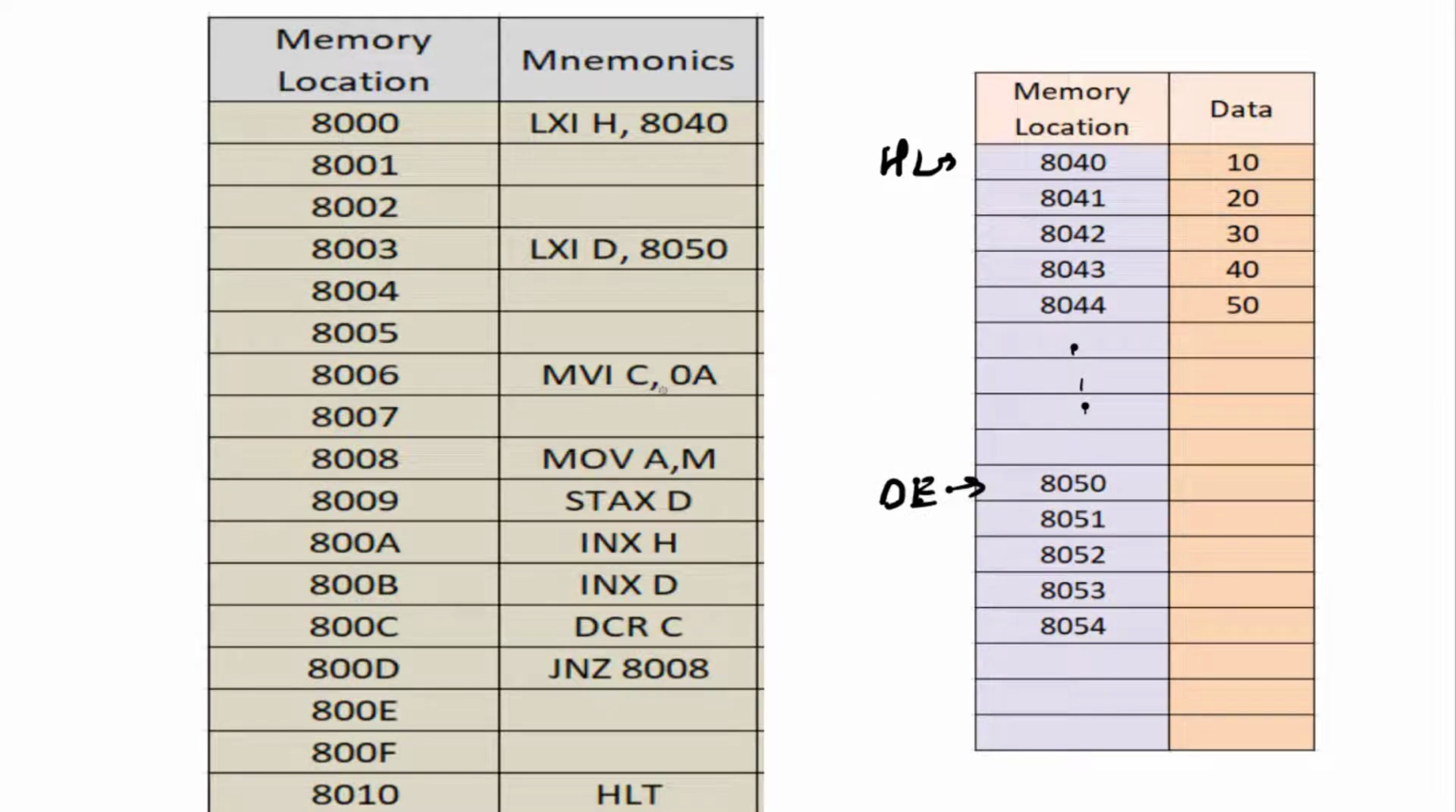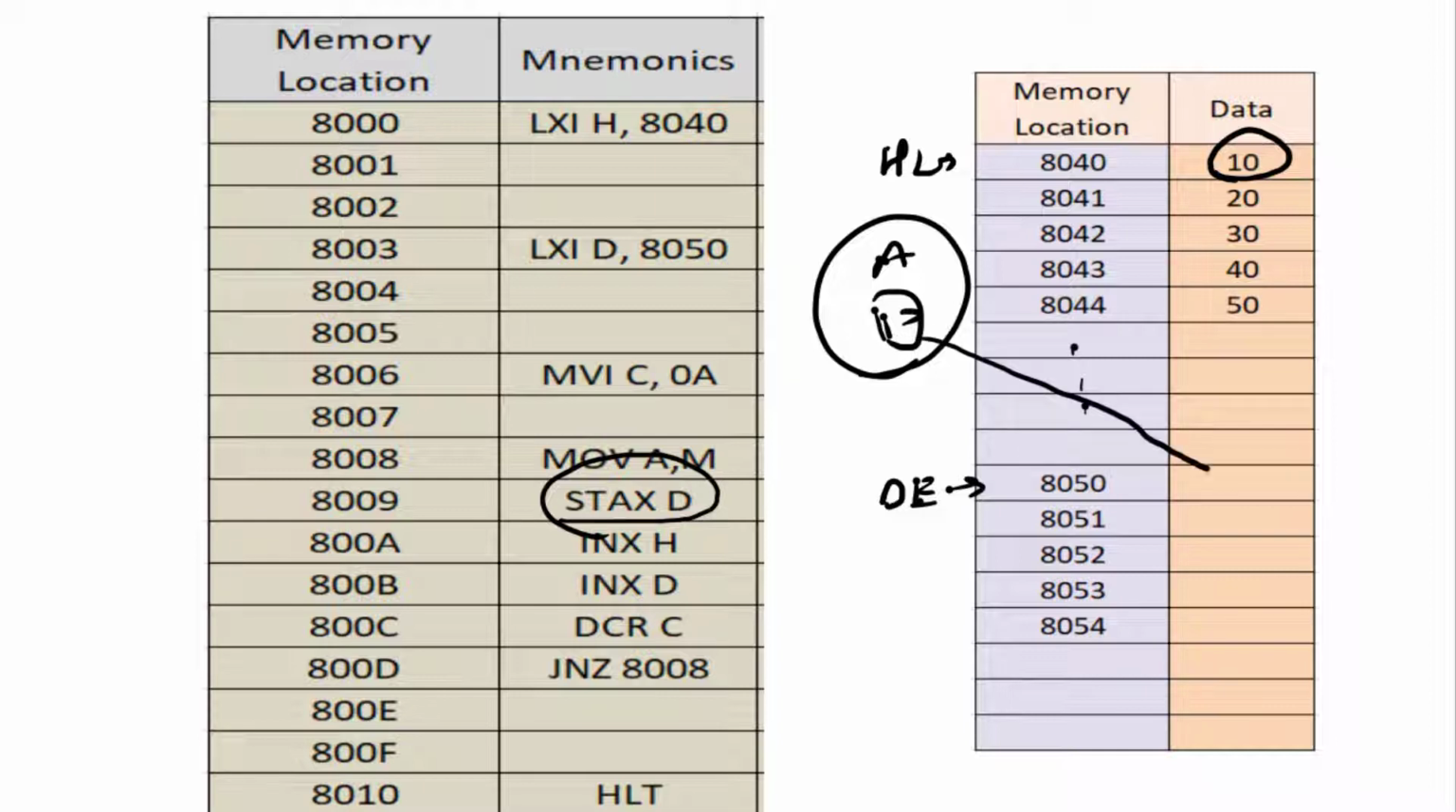Now with MVI C, 0A, 0A gets stored in register C. Now with the instruction MOV A, M, the data in the memory location pointed to by HL, that is 10, gets stored in register A. So A gets 10. With STAX D, which means store accumulator indirect, the data from register A gets stored in the memory location pointed to by D.